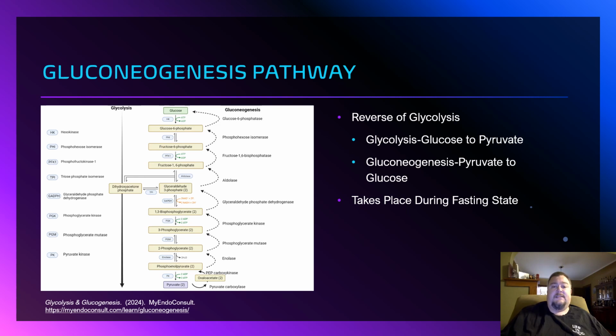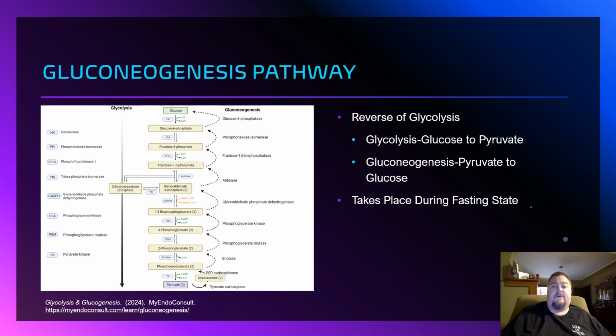Pyruvate carboxylase, PEP carboxykinase, and malate dehydrogenase are the 3 enzymes responsible for this conversion. Pyruvate carboxylase is found in the mitochondria and converts pyruvate into oxaloacetate. Because oxaloacetate cannot pass through the mitochondrial membranes, it must first be converted into malate by malate dehydrogenase.